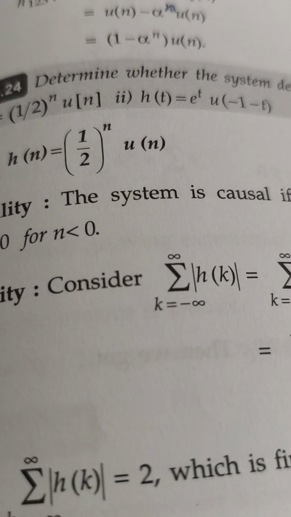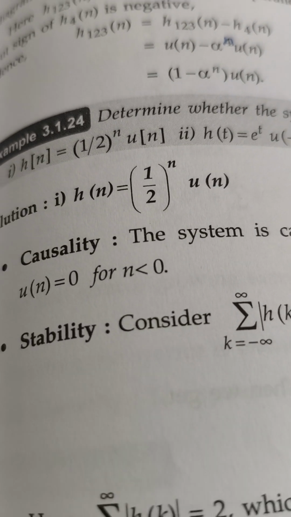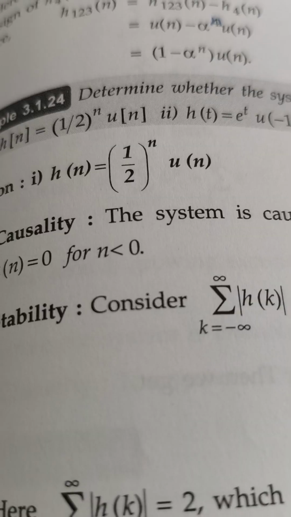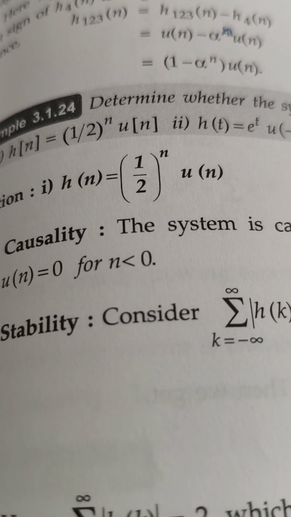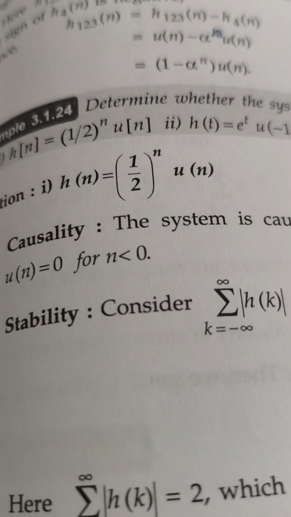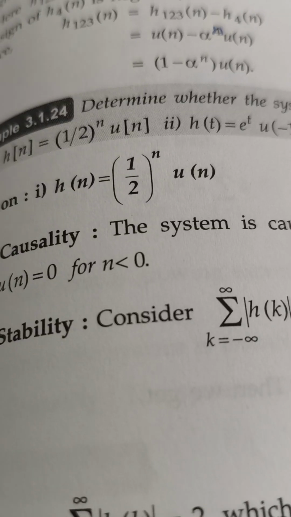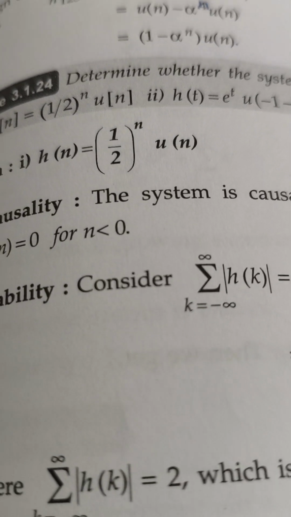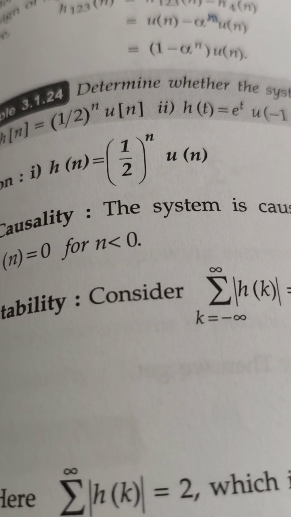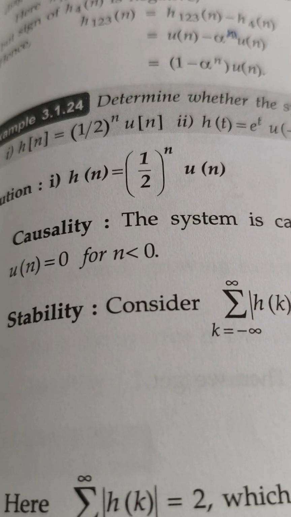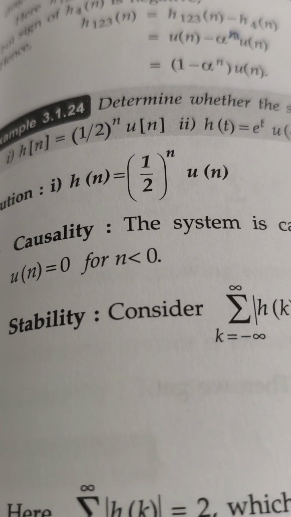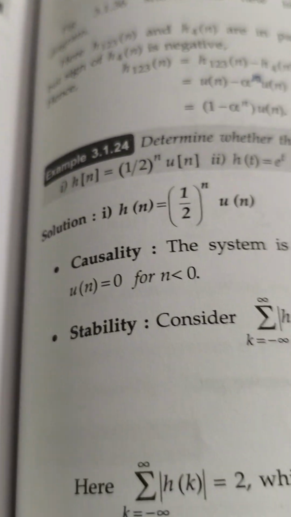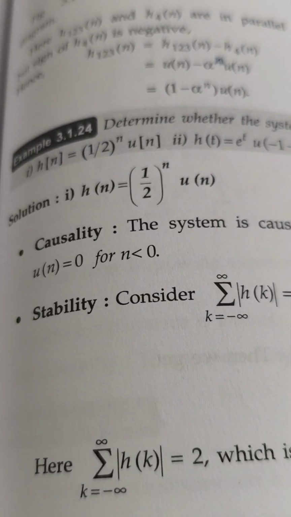Here, what is u of n? It is the unit sample signal, whereas u of t is the unit step function. We have already discussed that in the different types of signals.